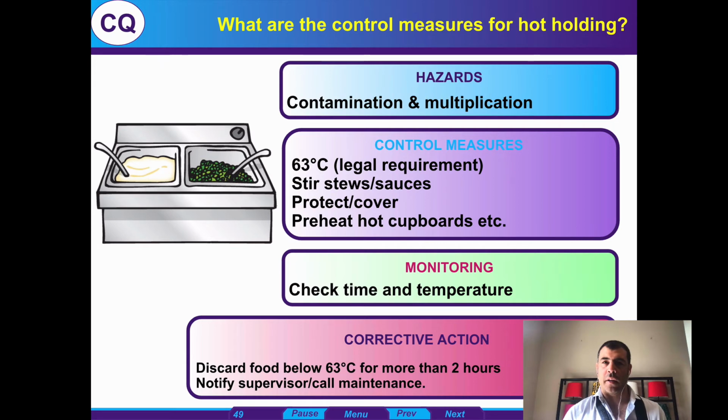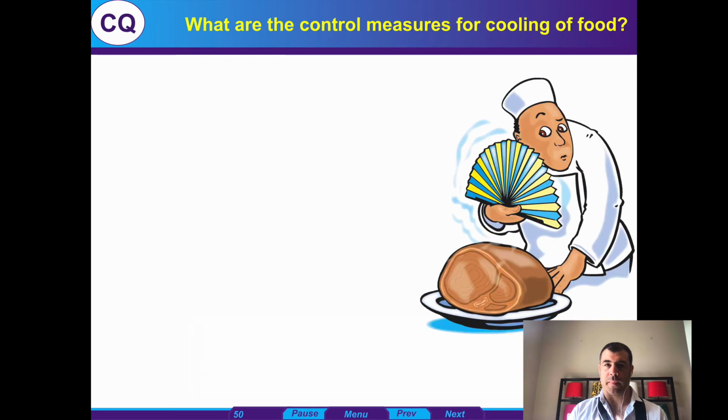And the corrective action, and that's really important: you need to discard the food that has been below 63 degrees for more than 2 hours. And if there is an issue with the device, you need to notify the supervisor or call maintenance. Hot food needs to be served at 63 degrees, and if the food gets below 63 degrees, it only has a shelf life of 2 hours. It's really, really important. This is the law.